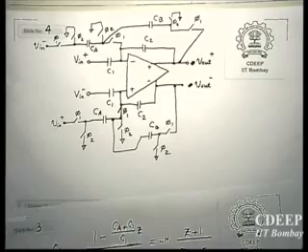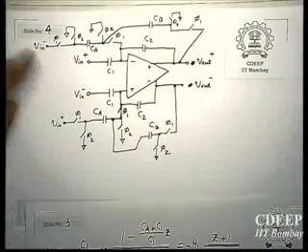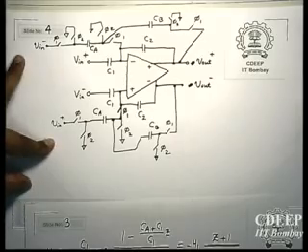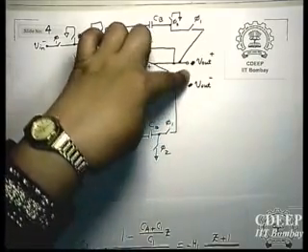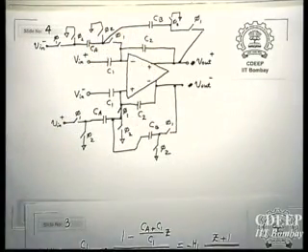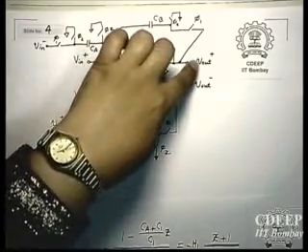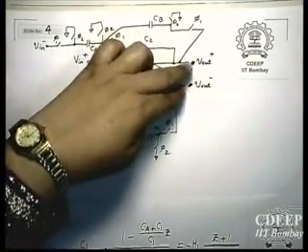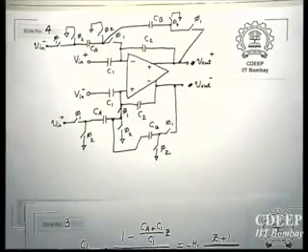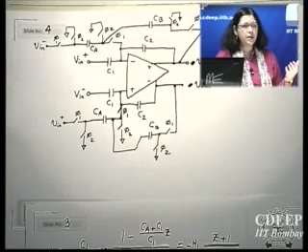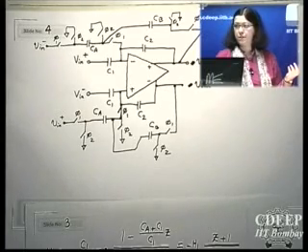See, when you use differential architecture, eventually your swing becomes double. If you look at the single-ended swing of V in plus, V in minus, and the single-ended swing of V out plus, V out minus, suppose you have some swing at each point. When you take the difference of these two, your swing will be double, right? That means your signal power will be 4 times more. So differential architecture is useful to improve swing as well as signal to noise ratio.